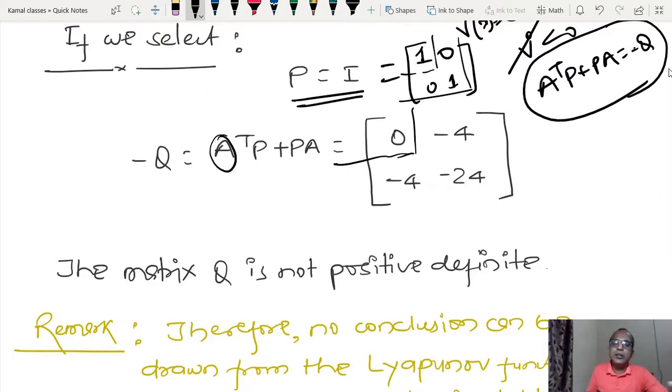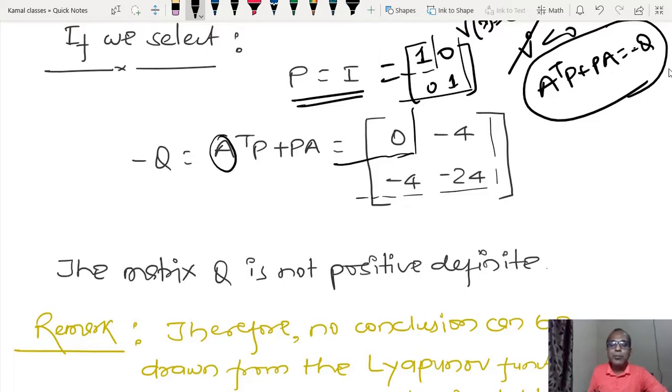Then we will tell, okay, Q is at least positive semi-definite. So now I am going to check the determinant of this whole quantity. Here 24 is there, so this is 0, and after that this is positive, so 16 minus 16 is there. So this matrix is no longer positive semi-definite.